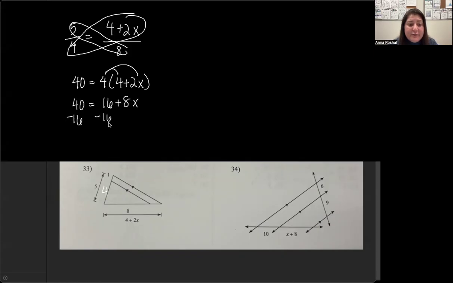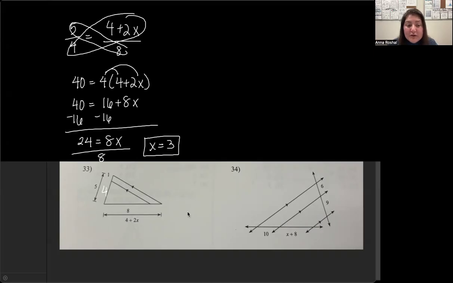Subtract 16 from both sides. I end up with 24 equals 8x. Divide by 8 on both sides, x is 3. Again, I'm only being asked to find x. If I needed to find the total length, I would just go in and say, okay, 4, whoops, not 4 times. 4 plus 2 times 3, which is 4 plus 6, which is 10. So 10 would be the full distance from here all the way to here. That's all I'm looking for.